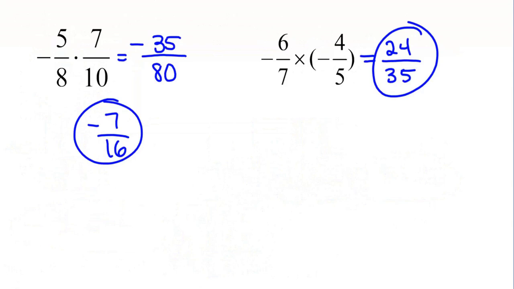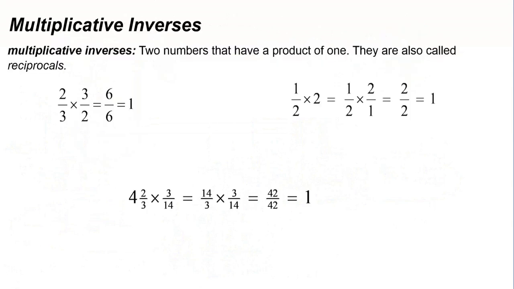And that's multiplying fractions. What are multiplicative inverses? Now, this is a very important concept, so please make sure you have this in your notes and understand what these are. Multiplicative inverses are two numbers that have a product of 1. When you multiply them together, you get 1, and they're also called reciprocals. Okay, reciprocal is another name for a multiplicative inverse. So those are synonyms: reciprocals, multiplicative inverses.